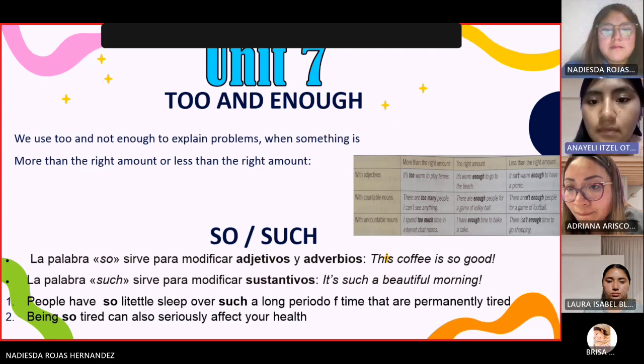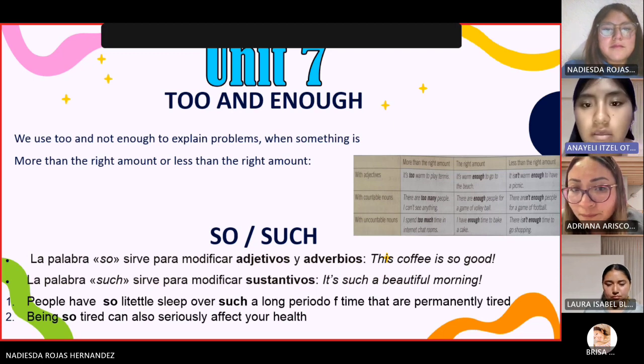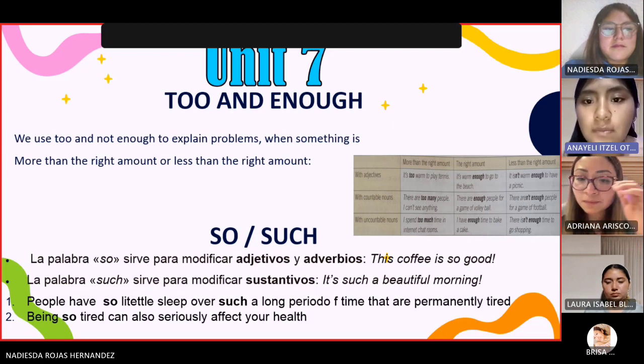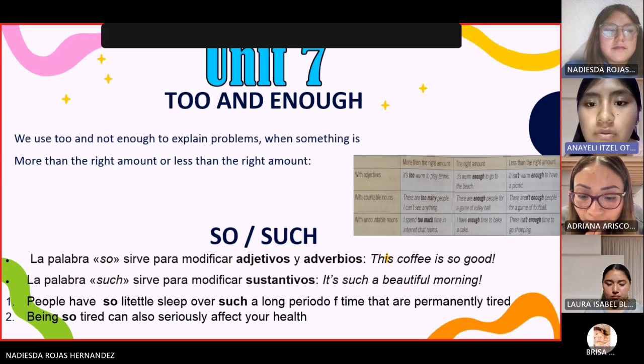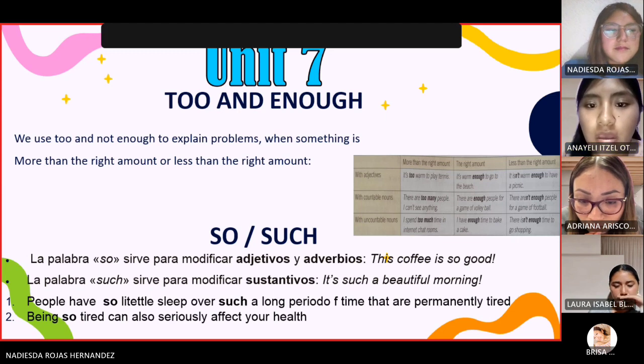Unit 7, City Living. In the unit, some topics were developed such as number 1, too and enough. We use too and enough to explain problems when something is more than the right amount or less than the right amount.